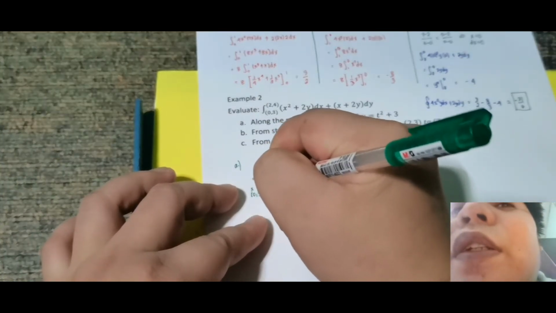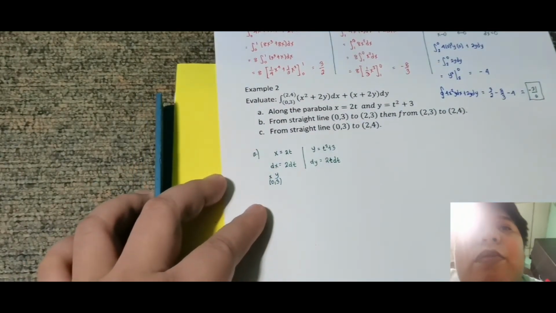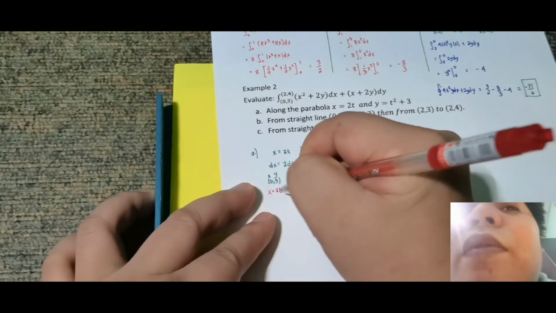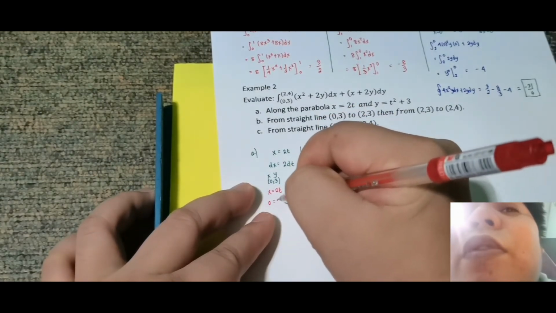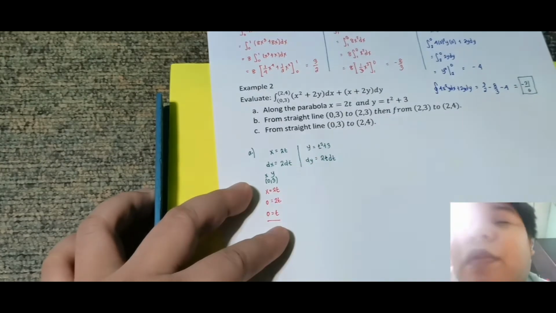So this is x, this is y. From (0, 3), on my other pen. x is equal to 2t. x is 0, so therefore 2t, which means 0 is equal to t. Okay, next.